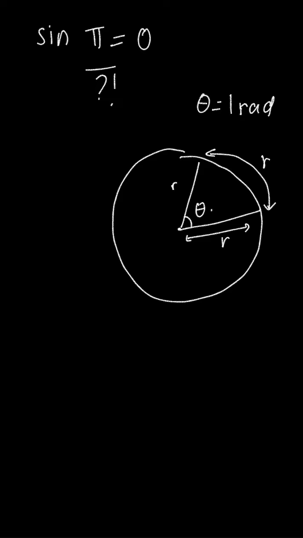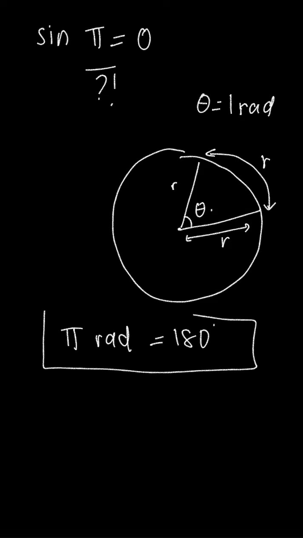So how do we convert from radians to degrees and the other way around? So pi radians is equal to 180 degrees. This is very important. 180 degrees is half a circle, right? And I would like you to remember this. And then from here, we can do derivations.